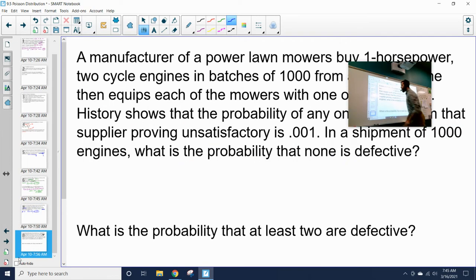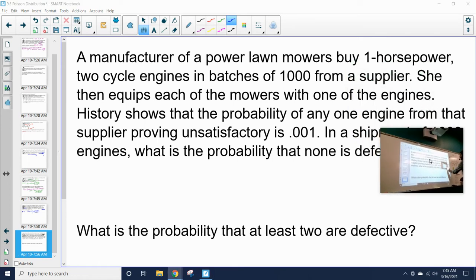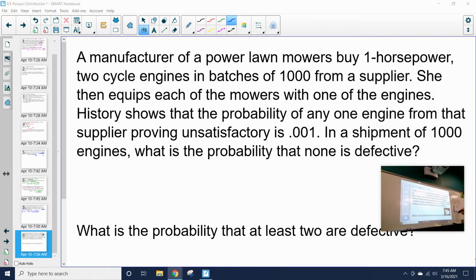All right, last question. A manufacturer of power lawnmowers buys 1 horsepower 2-cycle engines in batches of thousands from the supplier. She then equips each of the lawnmowers with one of these engines. History shows that the probability of any one engine from that supplier proving unsatisfactory is 0.001. In a shipment of 1,000 engines, what is the probability that none is defective?